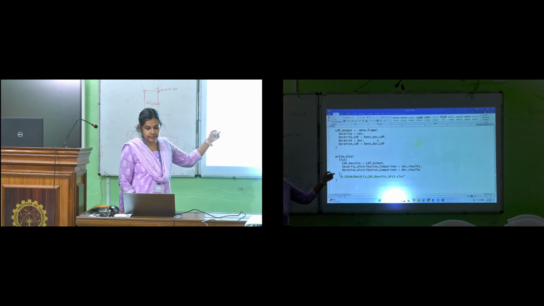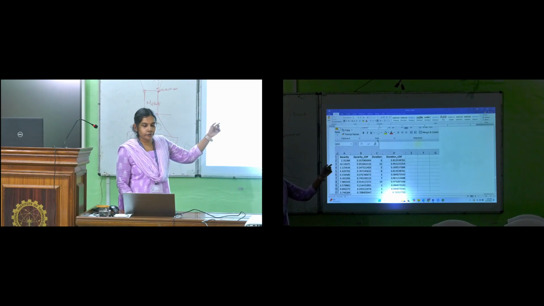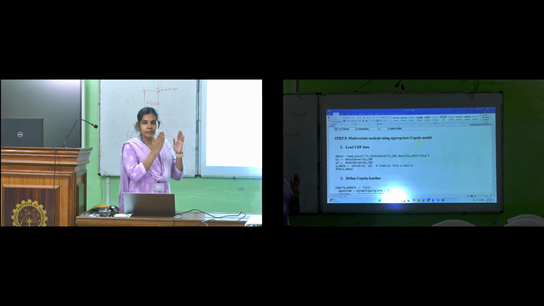So, I saved my CDF data. This is the expected output: severity, corresponding CDF, duration and corresponding CDF values. So, the next step is using the CDF of severity and duration. Next, using copula, I'll calculate the joint CDF of this.